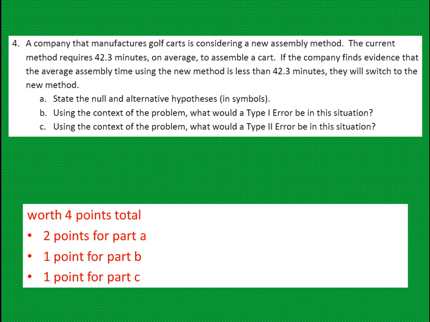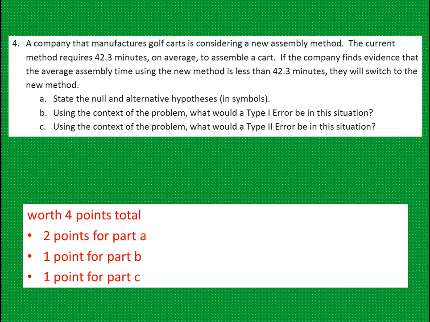For B and C, ultimately there are 2 ways that you can make a wrong decision. Either the new assembly method takes less time on average, or it doesn't, and you could conclude the opposite statement. So B and C are the 2 ways of making an incorrect decision, a type 1 error and a type 2 error. One of those would be concluding that the average assembly time using the new method is less than 42.3 minutes when that is not the case.